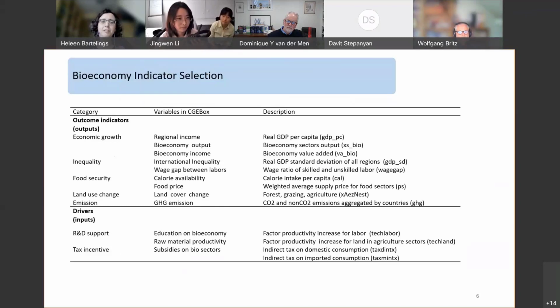And Jingwen, how robust are your results now? So you say that you can use it for different policy questions. If you change something in your model, you have to do this whole 3 days again to get a new data set? You mean change the structure in the CGE models?